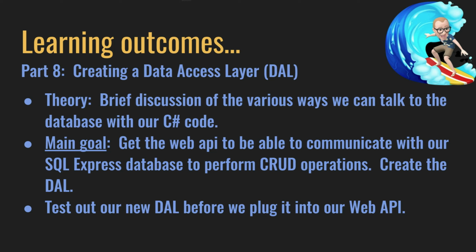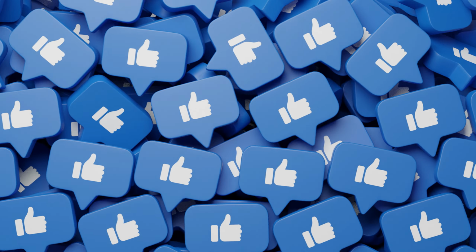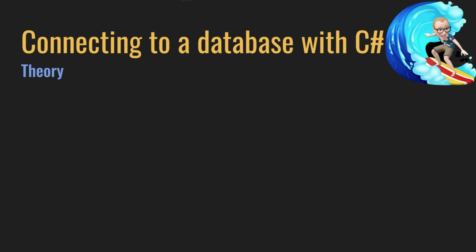So we'll be testing the data access layer, or DAO, out against a dummy application, not our web API, just a console app that will let us perform various calls to our data access layer to be able to get player information in and out of the system. So let's get straight into some of the theory in this video. Connect into a database with C#.